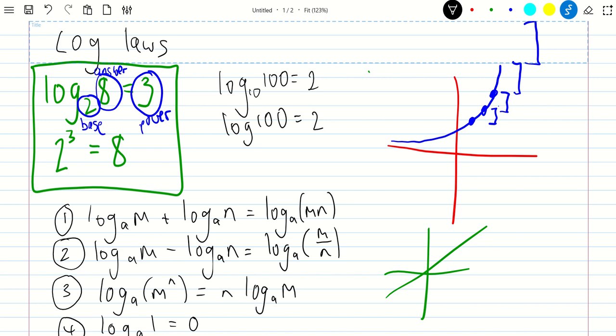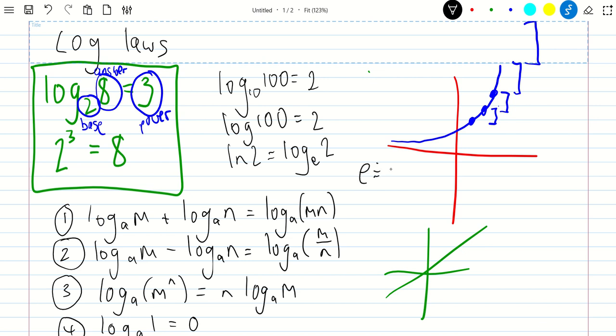The other thing to be aware of is you'll also see the ln button on your calculator. What that means is the natural log of 2. And what that means is log base e of 2. Okay, e is Euler's number.